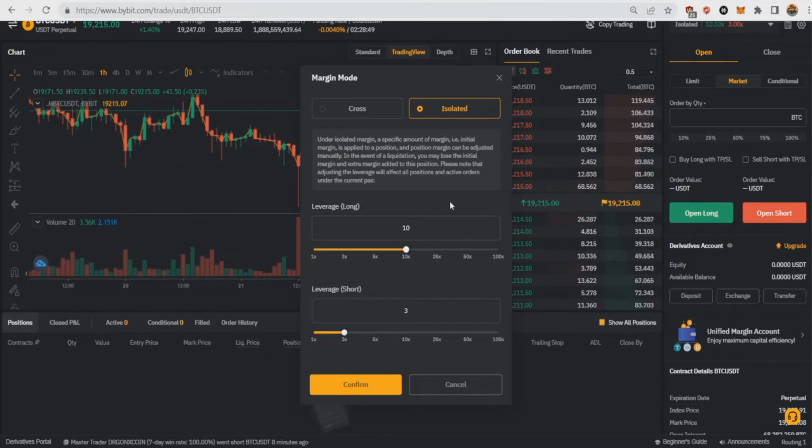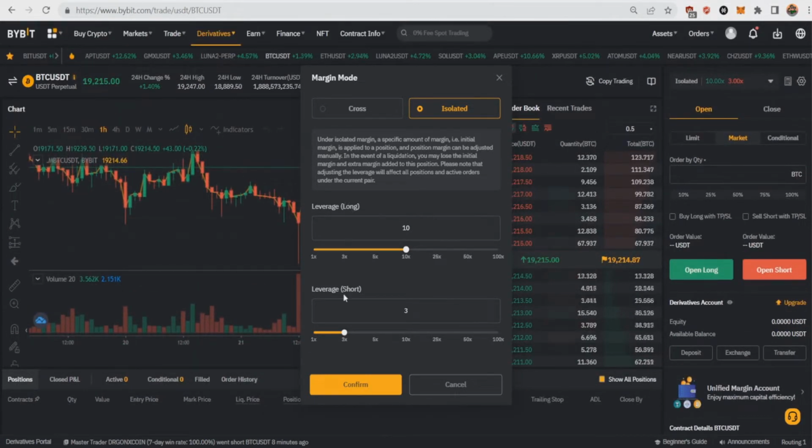The second thing we're seeing here is leverage, long and short. So basically a long means that you're hoping or thinking that the price will go up, and short means that the price will go down. But what does this leverage mean guys? What is 1x? What is 5x? How does it work? I'm gonna tell you right now.